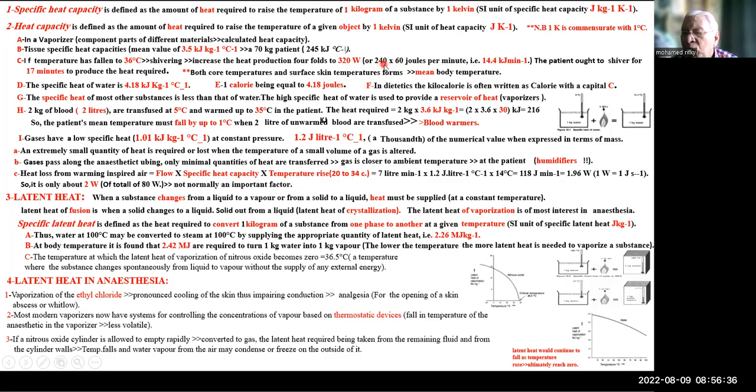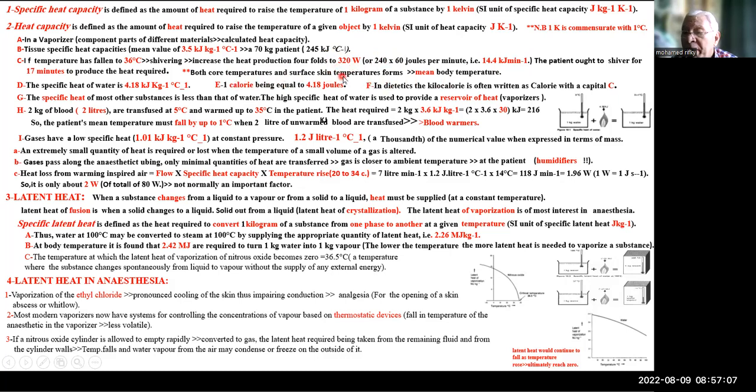So whenever I want to figure it out in minutes, I multiply by 60. So this will yield the amount of heat required to elevate the temperature of the patient whenever his temperature increases to 36. So if we figure it out, we can find that the patient ought to shiver for 17 minutes to gain this difference in temperature. You see?